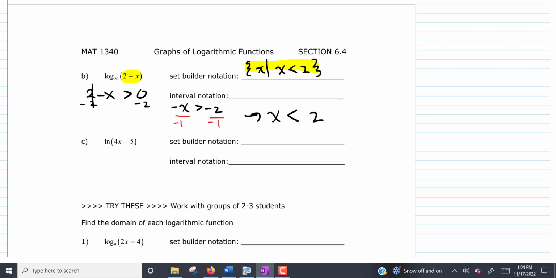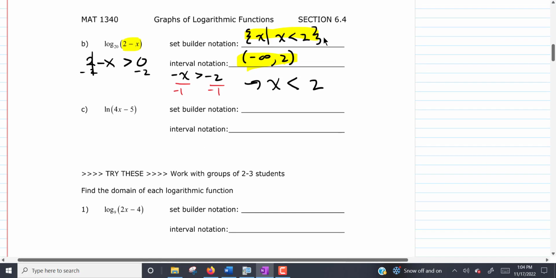And how would that go in interval notation? Where to where? Negative infinity to 2. Good. And make sure you have a parenthesis on the 2 like that. Okay, so that's how that would get put together. All right. Next problem, same thing.